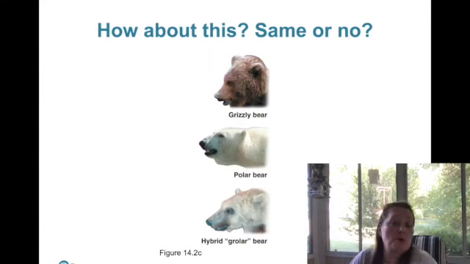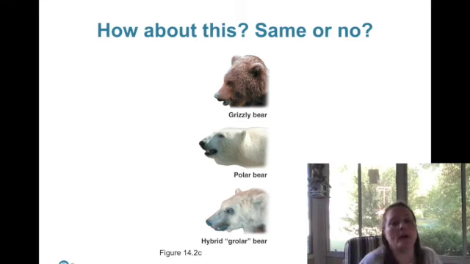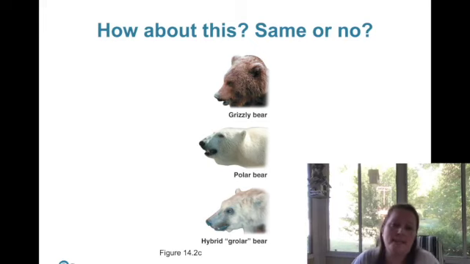Then we have the bears. Grizzly bear, polar bear, and the growler bear. The growler bear is a mix between the grizzly bear and the polar bear. So the question here is, these guys don't look so much different as the people, but we say Homo sapiens, all humans are the same species, but are these bears the same species? This is why it can get kind of crazy. I love this chapter though.